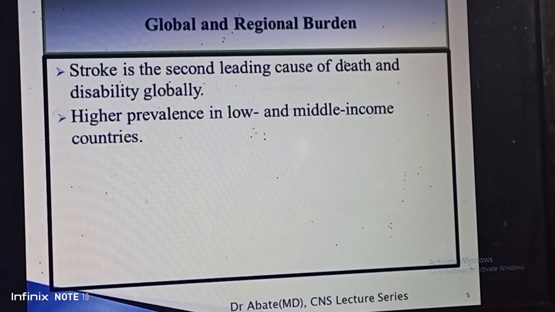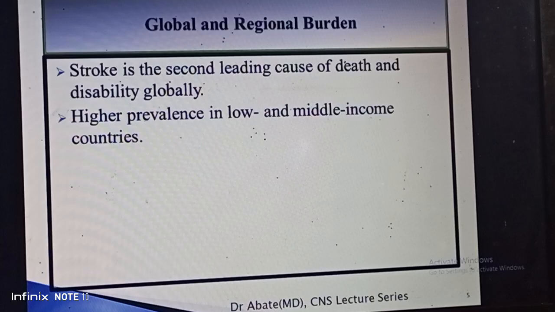When you see the global and regional burden of stroke worldwide, it is the second leading cause of death and disability globally. In fact, cardiovascular disease is the most common cause of death worldwide. As you know, stroke or cerebrovascular accident is one type of cardiovascular disease. So it is one of the leading causes of death and disability worldwide.